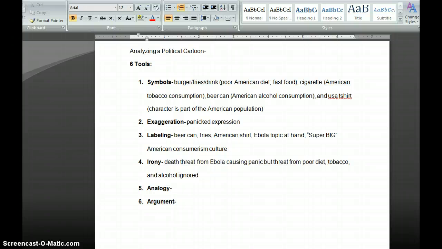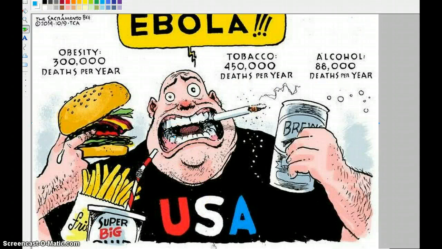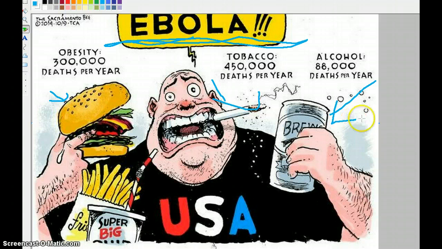So our second to last tool of analysis is going to be the analogy in the cartoon. So if we go back, as we know, an analogy is a comparison of two things. So what I think is being compared here is, like we were just discussing, Ebola as a death threat versus fast food, tobacco, and alcohol. Even though, as we can see, the figures of death caused by the other three are pretty staggering.